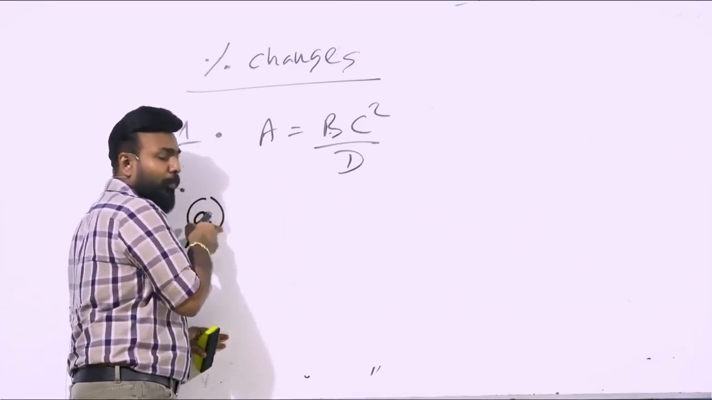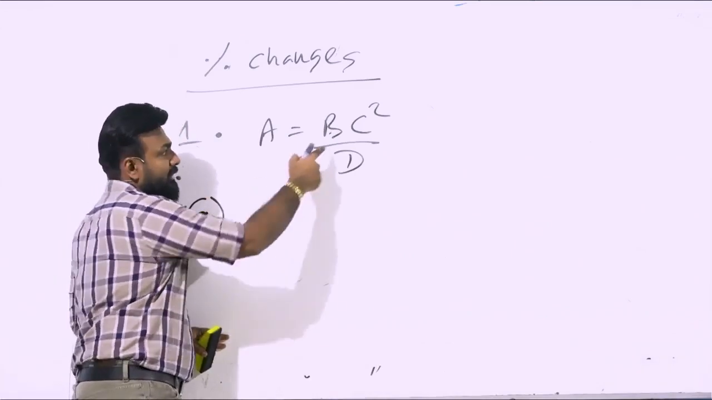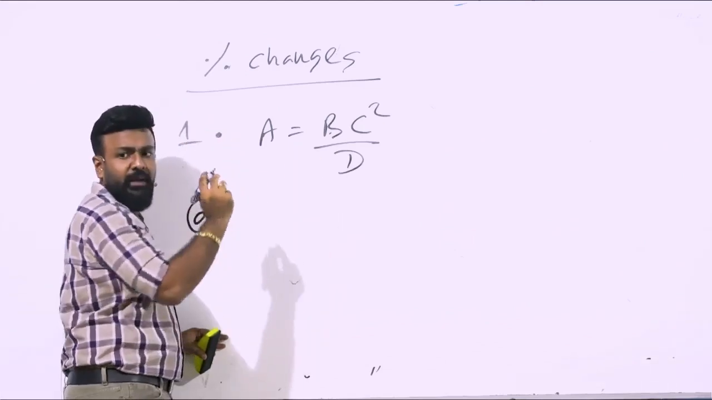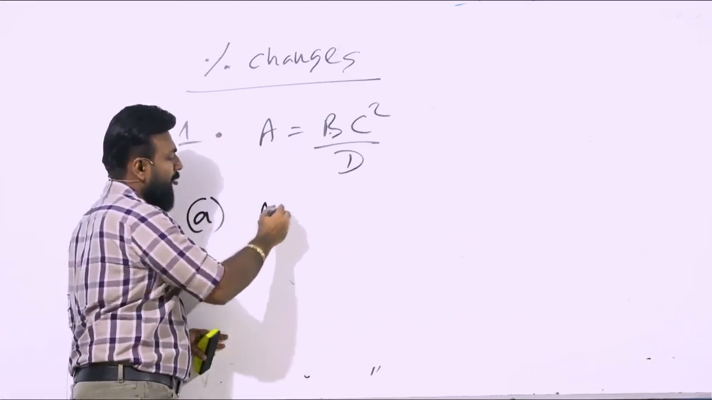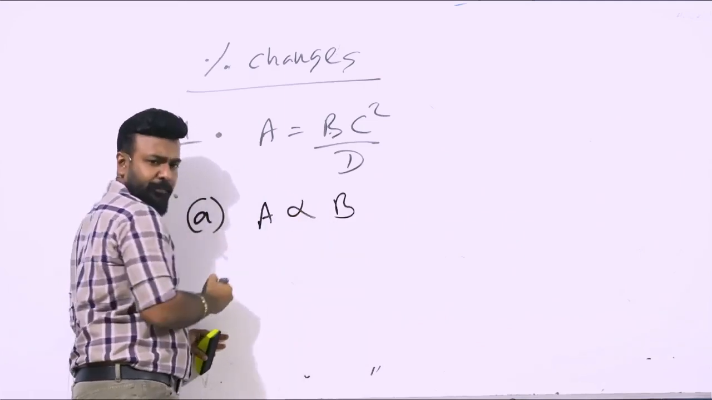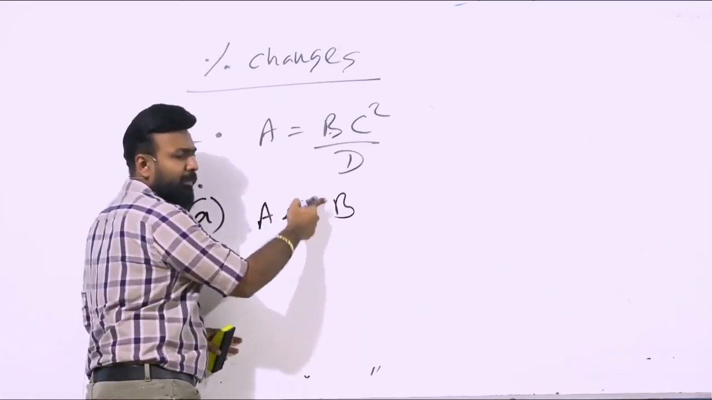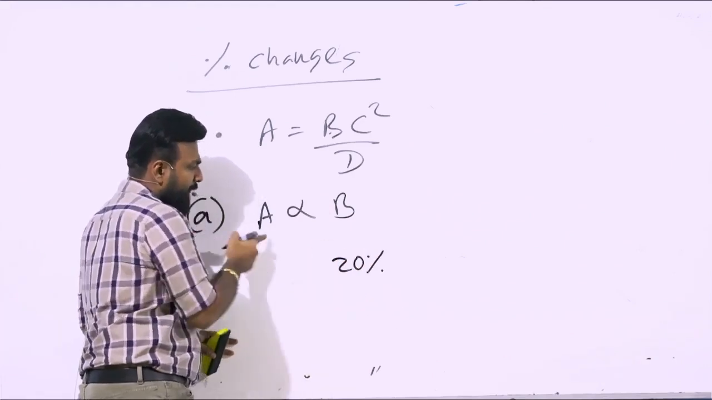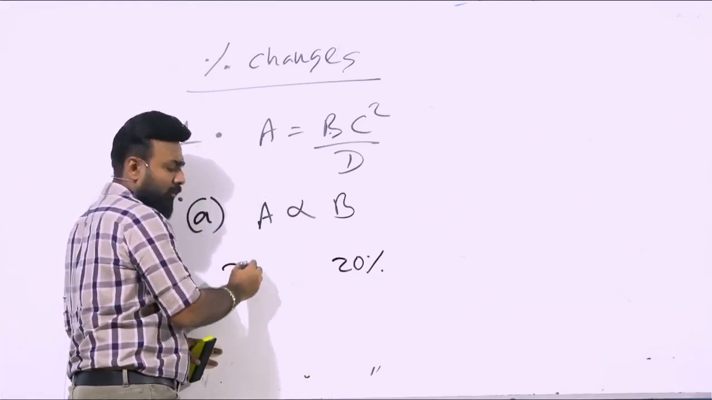Now, in part A, what are constant? C and D are constant. So forget them. A is proportional to B. Then we are increasing B by 20%, so the percentage increase of A is also 20%.